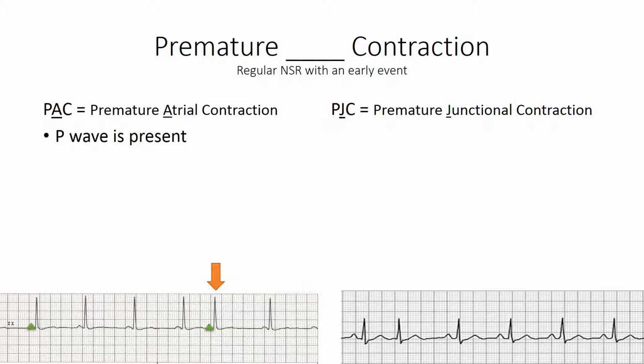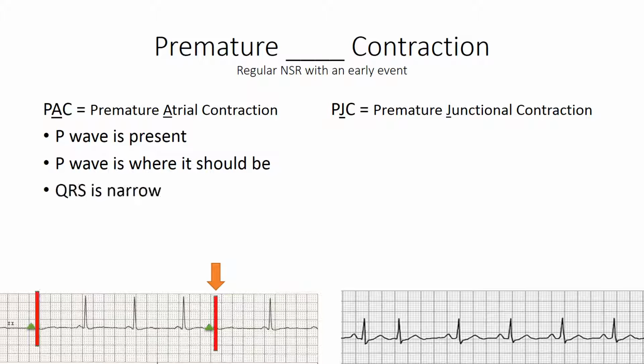Is there a P wave present? Yes, there are P waves present for each and every QRS complex. Is the P wave where it should be, 3 to 5 small blocks? Yes, it is. Is the QRS complex narrow? Yes. Well, we have our PQRS. What about our T wave? Wait a minute, there are no T waves. That's okay, it doesn't matter because this is 3-lead interpretation.